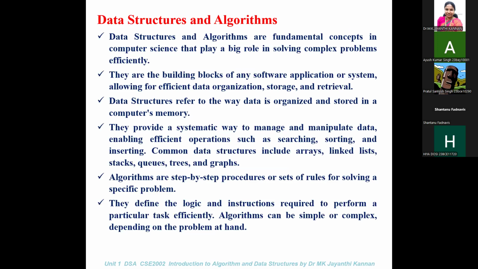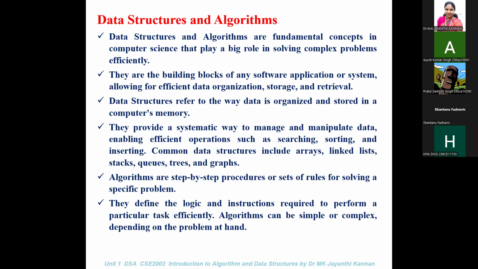Data structures and algorithms are fundamental concepts in computer science that play a big role in solving complex problems. They are building blocks for any computer application or system, allowing for efficient data organization, storage, and retrieval. Data structures refers to the way data is organized and stored in the computer memory. So these are the basic concepts related to data structures.